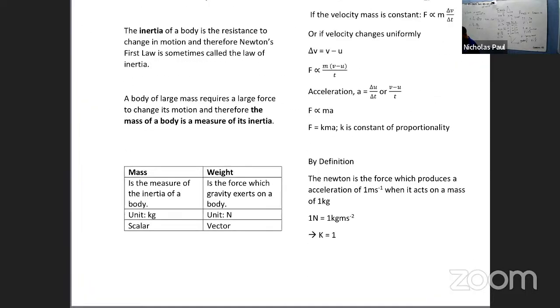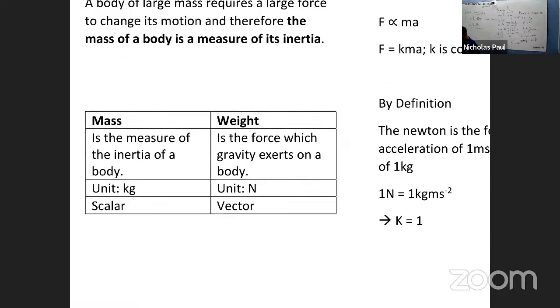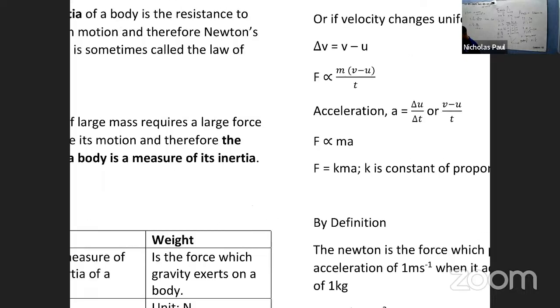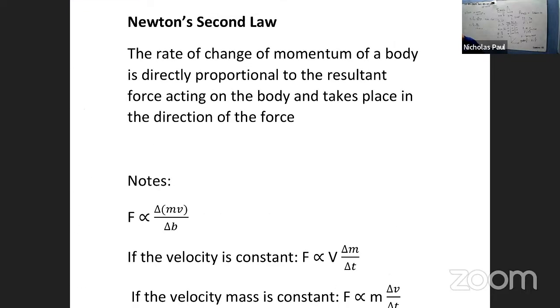Remember the difference between mass and weight. Mass is the measure of inertia. Weight is the force that gravity exerts on the body, and you have the SI units there. Remember that Newton's second law, this is the version that you have to use. No longer F is ma alone. This is the version that we were to learn.